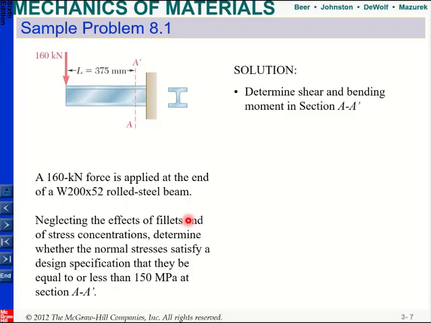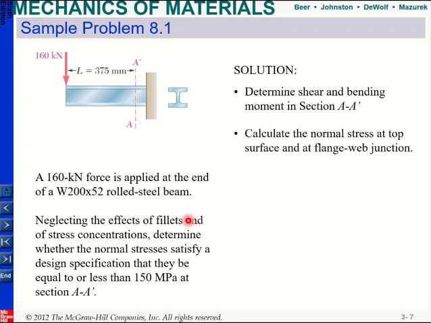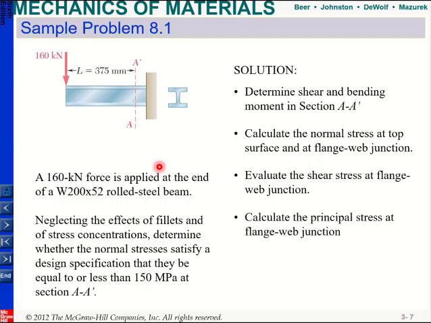So what I need to do is, first I need to determine my shear and bending in section A to A prime, and then I will find my normal stress. Okay, and my critical points will be on the top and also the connection of flange and web. Then I will find my shear stress there at the flange and web junction, and I will find my principal stress and see if it is larger than the stress at the top surface.